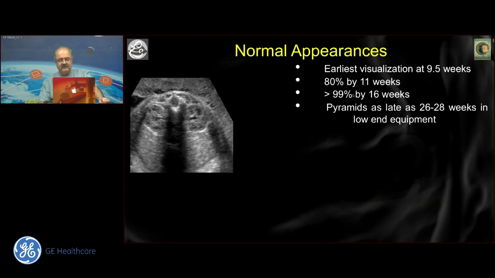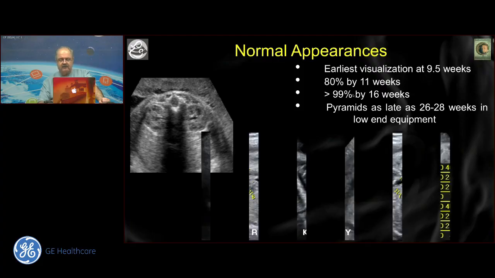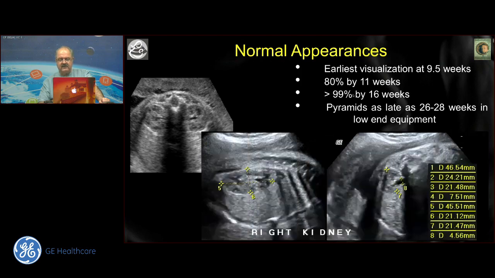The important thing to realize in this whole story is that the pyramids may not be seen until as late as 26 to 28 weeks in low-end equipment. And that becomes extremely important, because this kind of differentiation, which you might pick up as early as 18 to 20 weeks on high-end and newer equipment, may not appear like this. Therefore you have to keep in mind that a kidney that does not show pyramids, when not using the finest of equipment, might look just like a homogeneous haze, and it will be perfectly normal, and I will not overdiagnose an abnormal kidney.